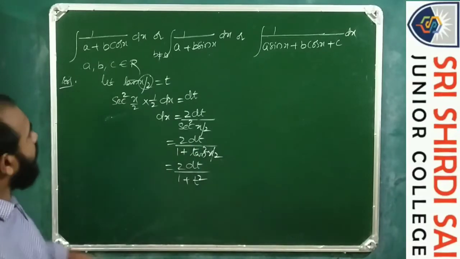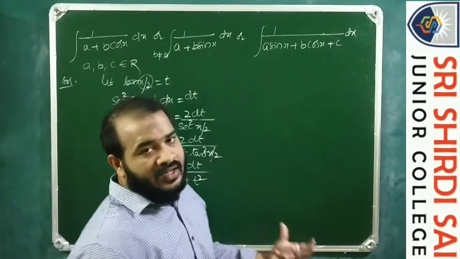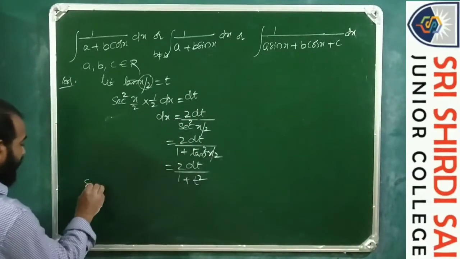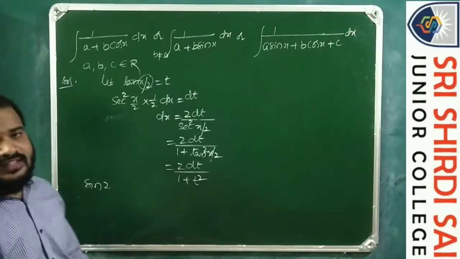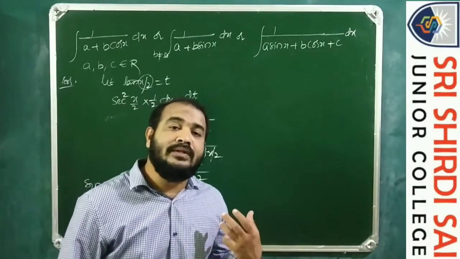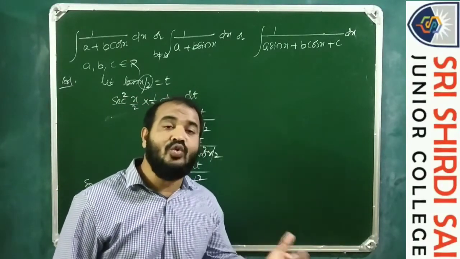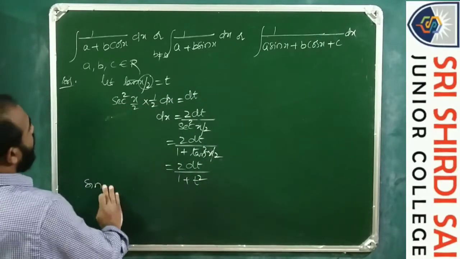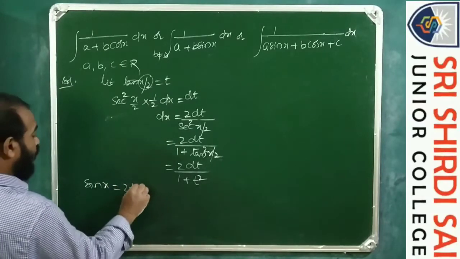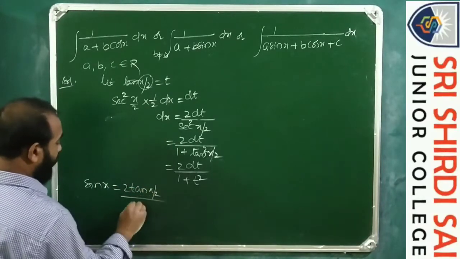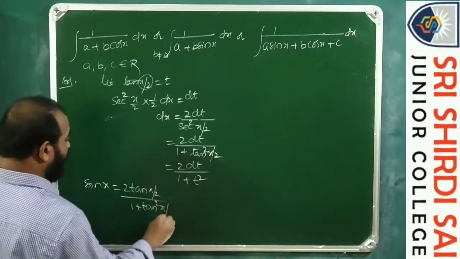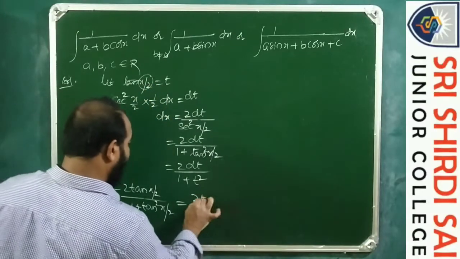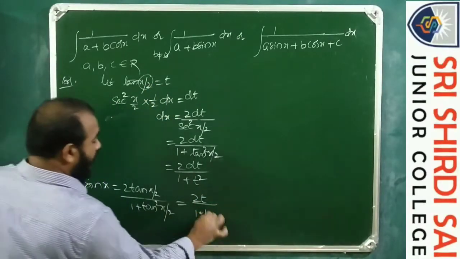Now we know sin theta in terms of tan theta and cos theta in terms of tan theta. So what is sin 2 theta? Sin 2 theta in terms of tan theta is 2 tan theta by 1 plus tan square theta. Then what is sin theta? 2 tan theta by 2 by 1 plus tan square theta by 2. So here sin x is equal to 2 tan x by 2 by 1 plus tan square x by 2. Since tan x by 2 is t, this is 2t by 1 plus t square.